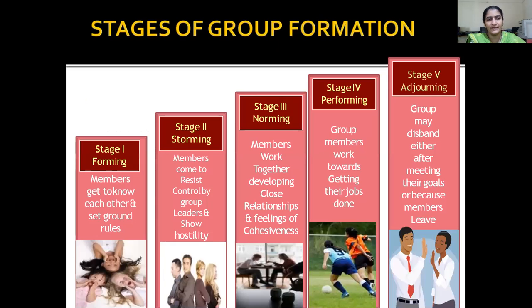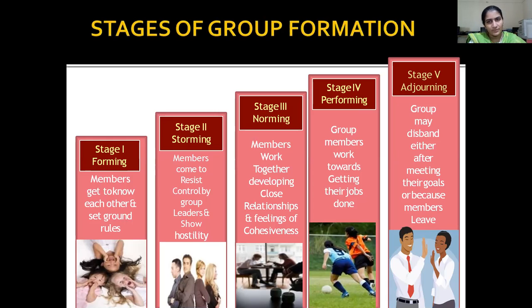So quickly, let us recap the topics of today's session we have discussed. We have discussed what group development means, and then the various stages of group development. The first stage is the forming stage, where the members get to know each other. Then comes the storming stage, where the members resist being controlled by the group leaders, and hostility would be formed. Then comes the norming stage, where members work together and develop close relationships with each other.